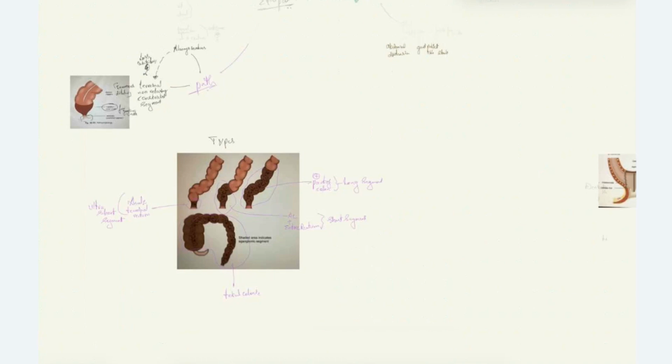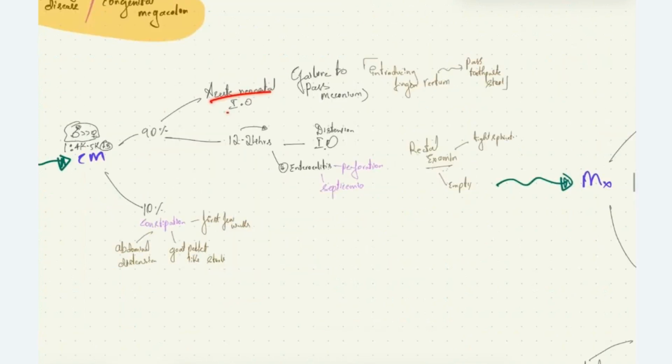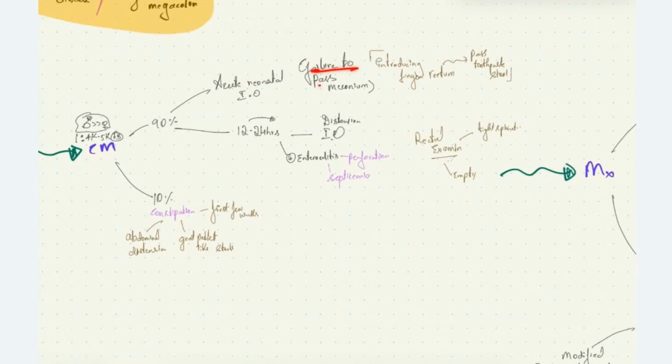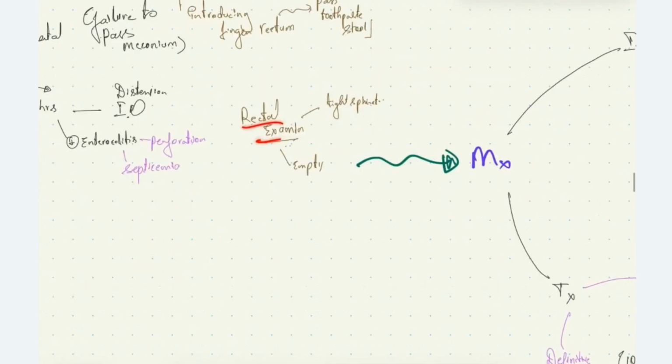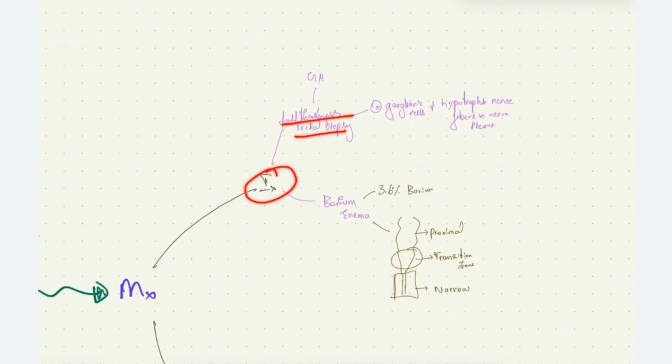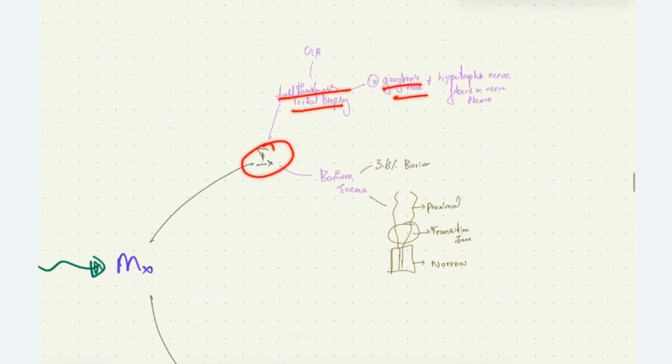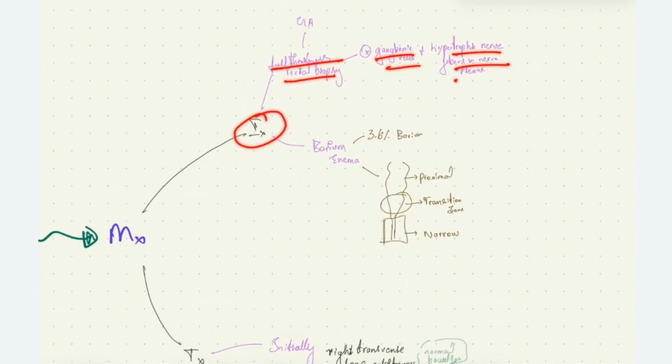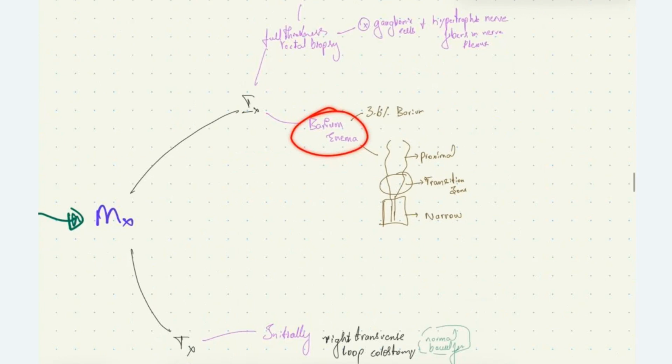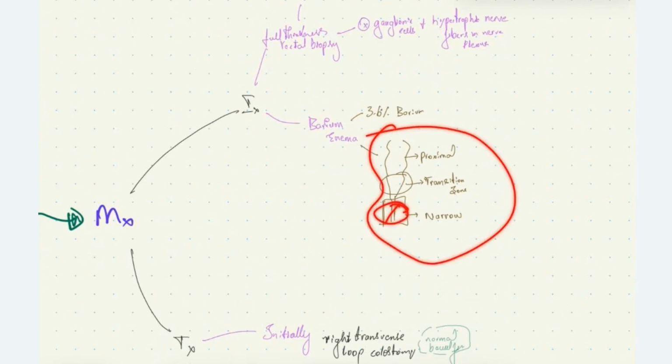Clinical manifestation: 90% present with acute neonatal intestinal obstruction, where they have failure to pass meconium. 10% present with chronic constipation with passage of goat pellet-like stools and abdominal distension. On rectal examination, they'll have a tight sphincter and the rectum will be empty. Investigation: we perform a full thickness rectal biopsy where we'll see absence of ganglionic cells with hypertrophic nerve fibers in the nerve plexus. With barium enema, we'll see the narrowed involved part, cone-shaped transitional zone, and distended proximal part.